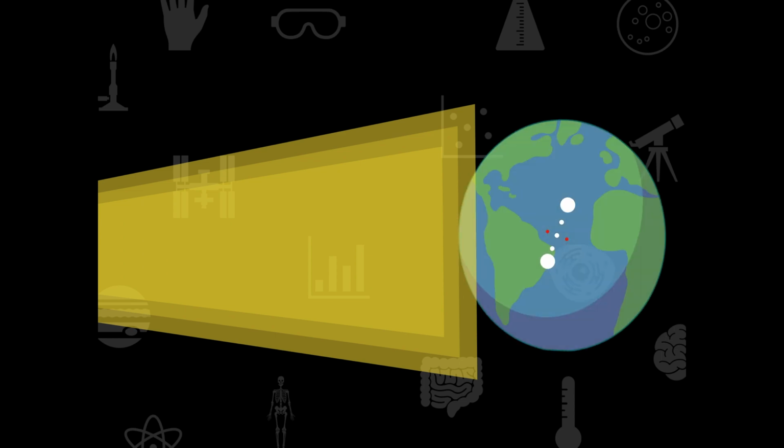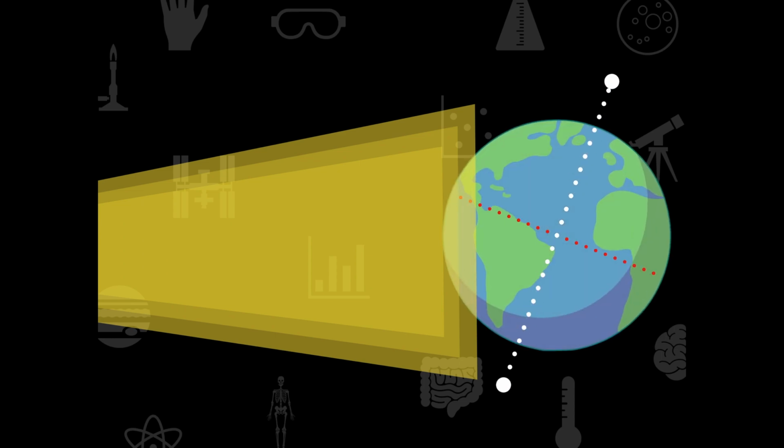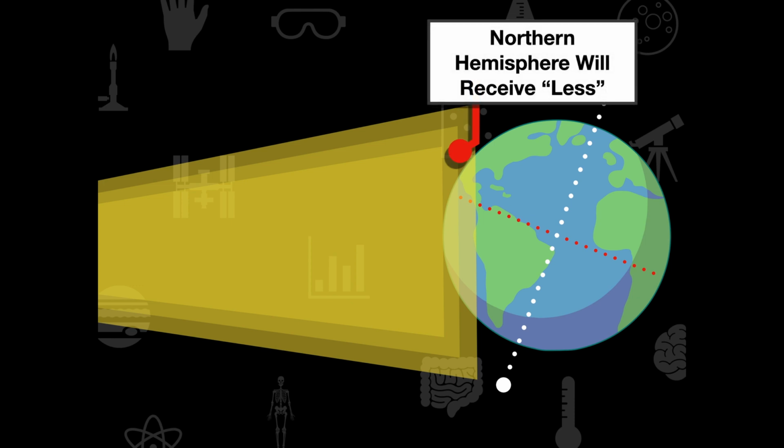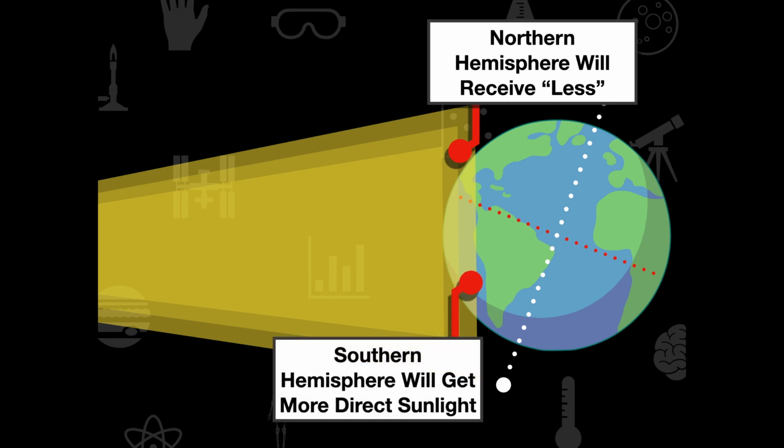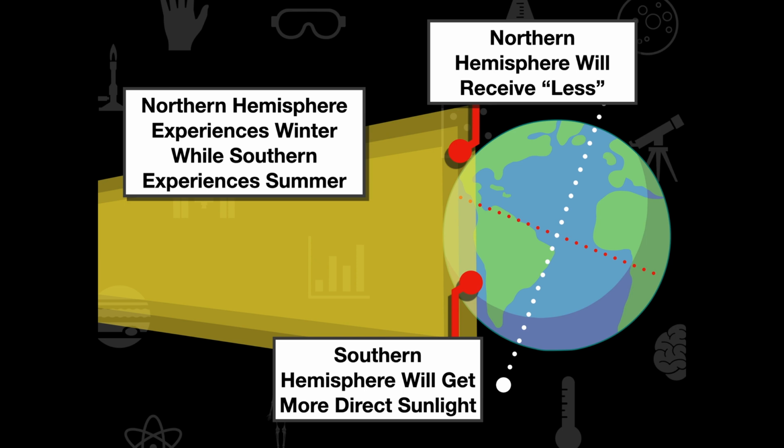Now, as the Earth moves around in its orbit, we see the opposite when it moves onto the other side of the sun. We're seeing more sunlight being dissipated over a larger area, so the northern hemisphere receives less sunlight and the southern hemisphere receives more. As a result, the northern hemisphere experiences winter while the southern hemisphere experiences summer. It has to do with light dissipation and the tilt of the Earth's axis.